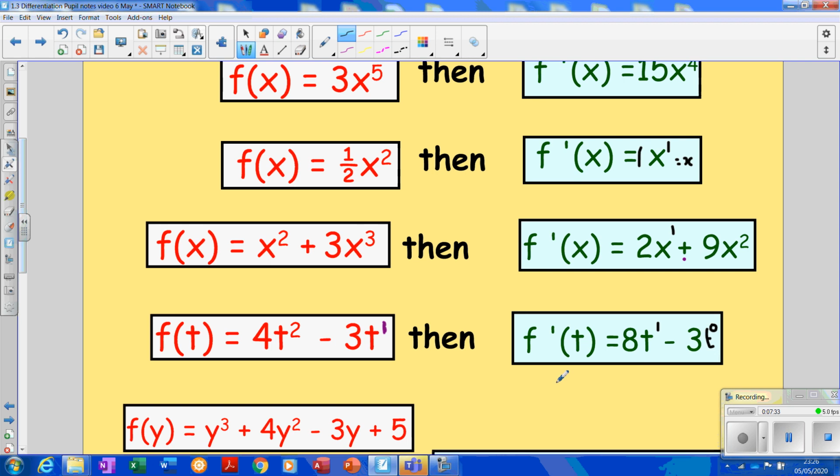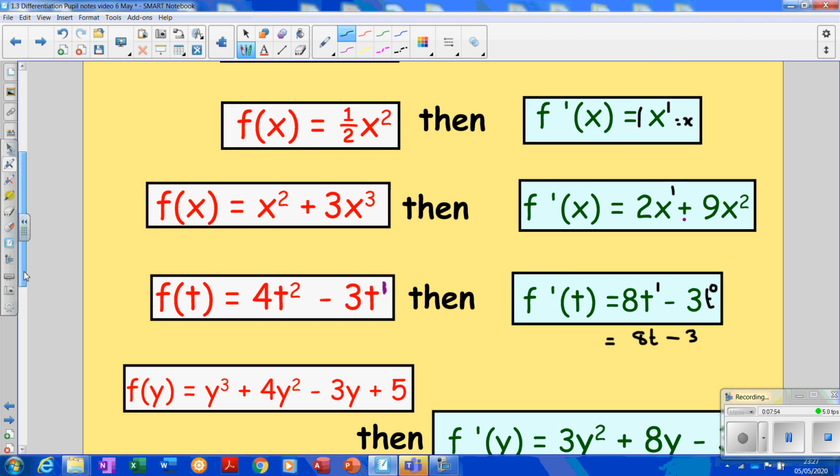Anything to the power of 0 is 1, so that's 8t minus 3 ones are 3. Now, another way of remembering is you drop down a power of x or a power of t or whatever it is, so if that was t squared, it goes to t. Now, if it's just t on its own, t to the power of 1, it just goes to the number in front. Right, next one.